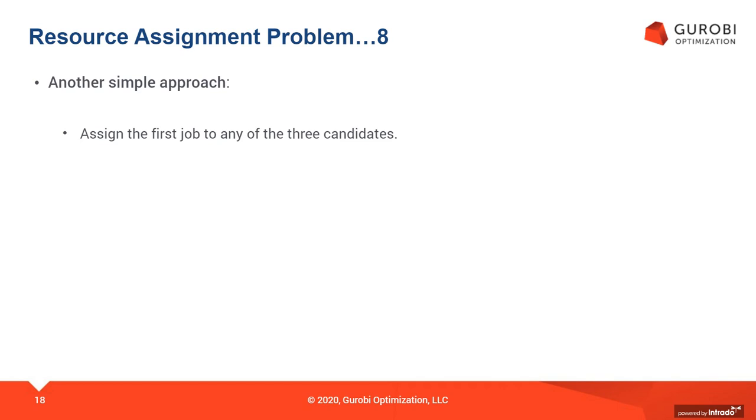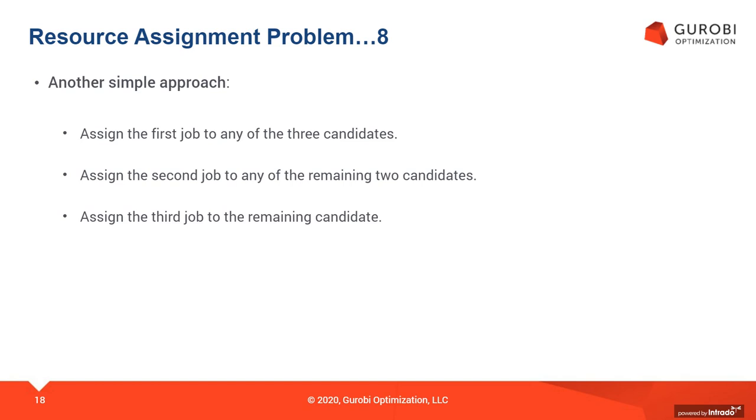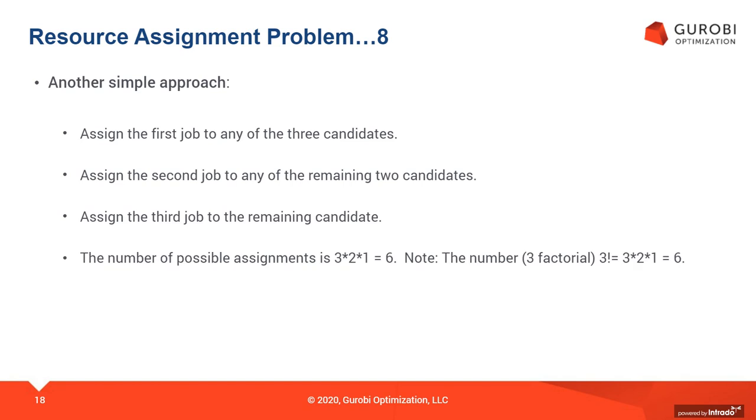So when you want to assign the first job, you have three candidates to assign this job to. And when you want to assign the second job, there are two remaining candidates that you can assign this job. And when you want to assign the third job, you just have one remaining candidate to assign that third job.